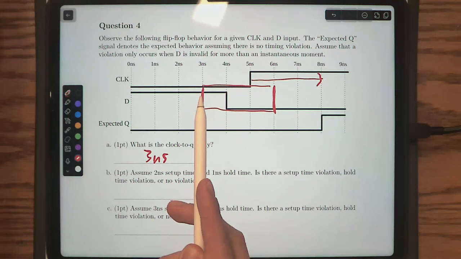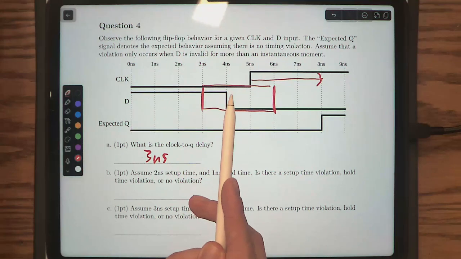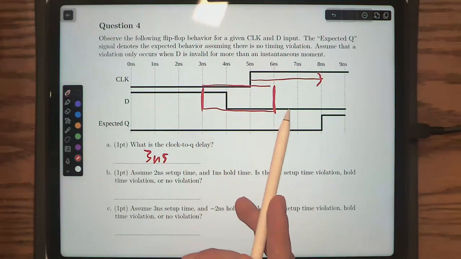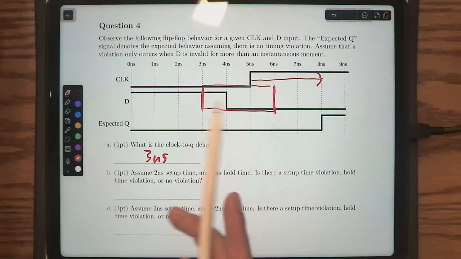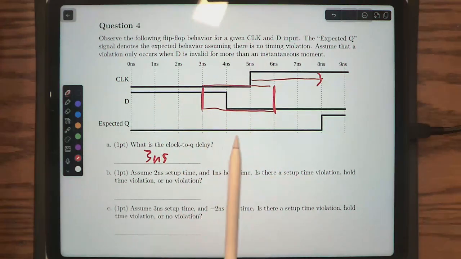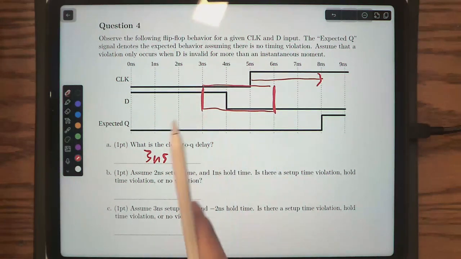Let's see if it was held for long enough. Was it held? Oh, actually, it looks like it changed. It changed before the hold time expired. So therefore, what violation is this? This is a hold time violation.